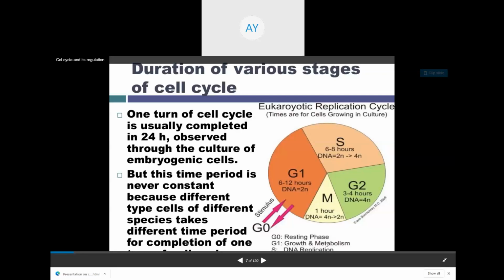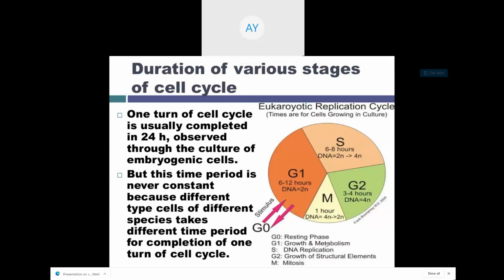G1 phase, that is growth and metabolism occur. Metabolism means synthesis. You know what do you mean by metabolism? Synthesis means synthesis of RNA, synthesis of protein, that occurs in G1 phase and G2 phase.